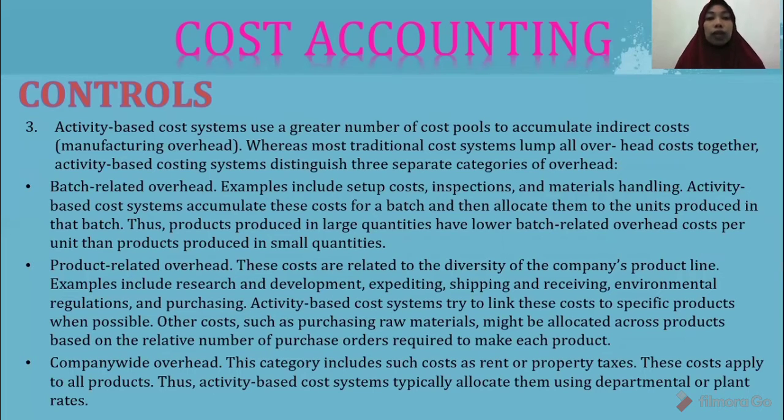Whereas most traditional cost systems lump all overhead costs together, activity-based costing systems distinguish three separate categories of overhead: batch-related overhead, product-related overhead, and company-wide overhead.